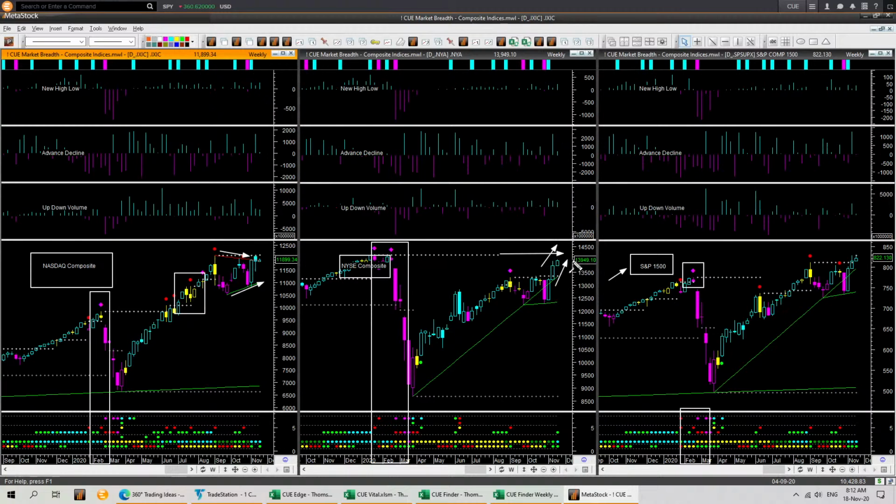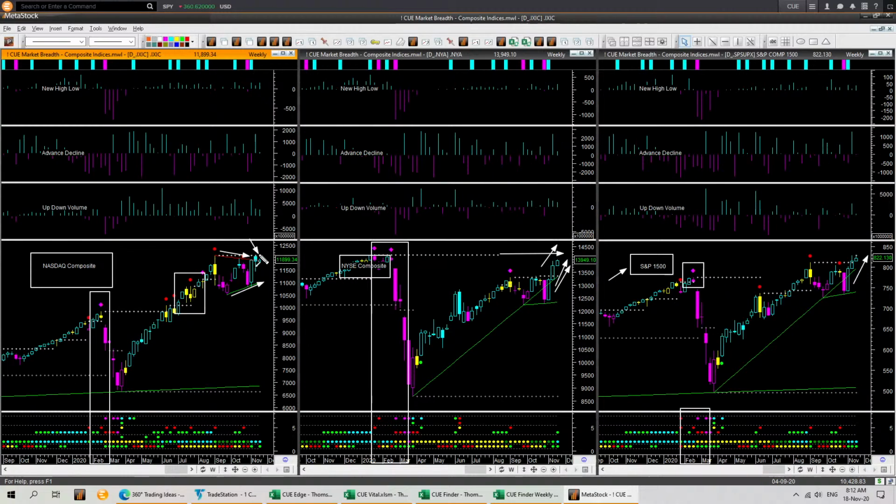So for the recent couple of weeks, this is a weekly chart of the three indices. In the last couple of weeks, S&P 1500 is quite strong. NYSE composite, very broad index, is also very strong.